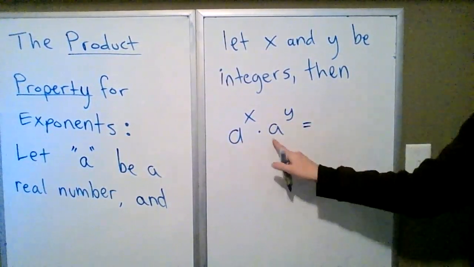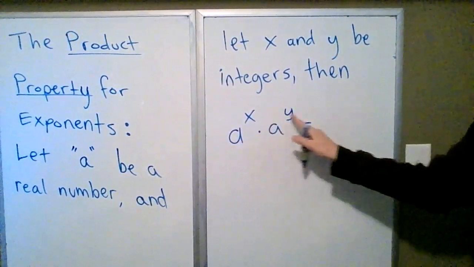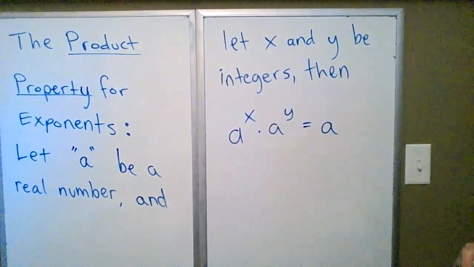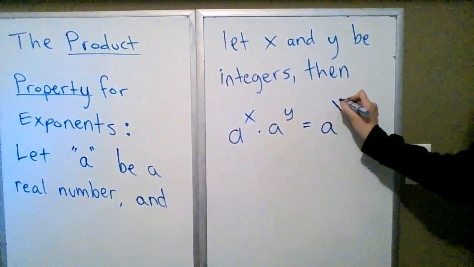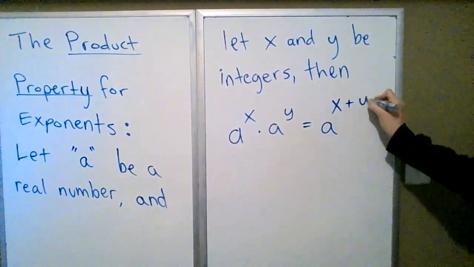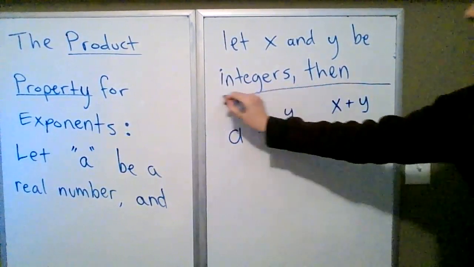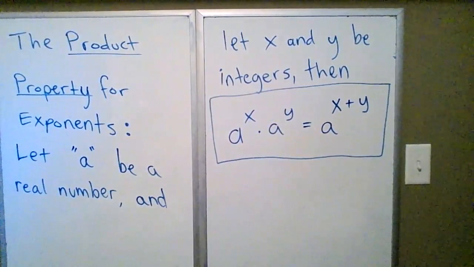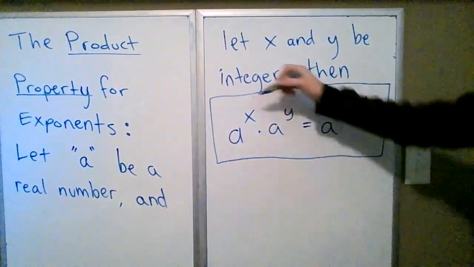Okay, when you multiply two numbers with the same base, you can add their exponents. A base a with the power of x plus y. So this one you might want to memorize. And I'm going to put all of those kinds of rules in a square so they stand out.